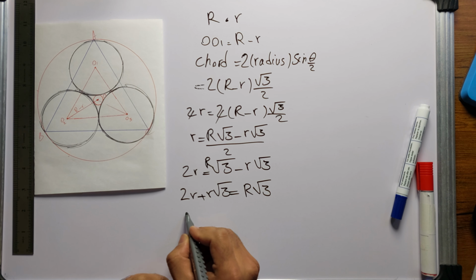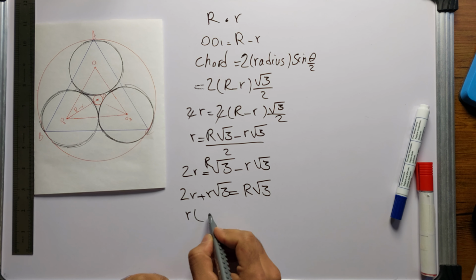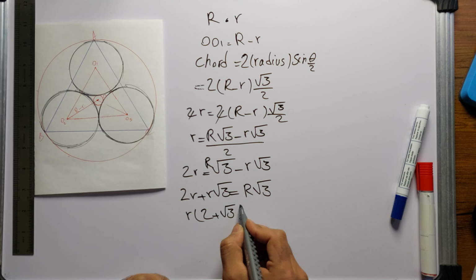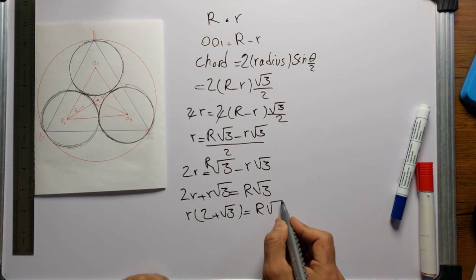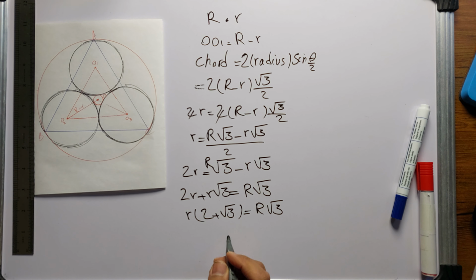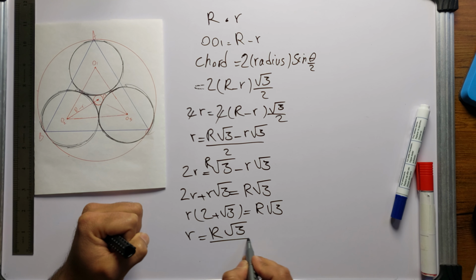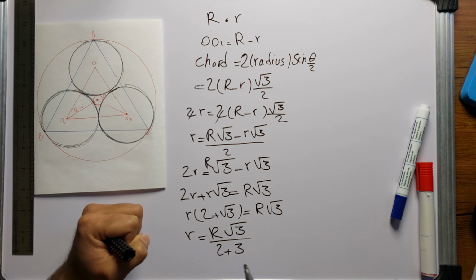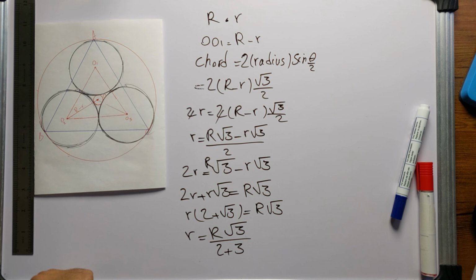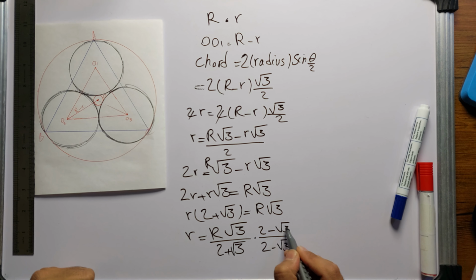Then we can factor r out here. So r times (2 plus square root of 3) equals R square root of 3. Then, okay, r equals R square root of 3 over 2 plus square root of 3. So then we can rationalize this fraction by multiplying it by the conjugate of this denominator here. So the conjugate is 2 minus square root of 3, 2 minus square root of 3.